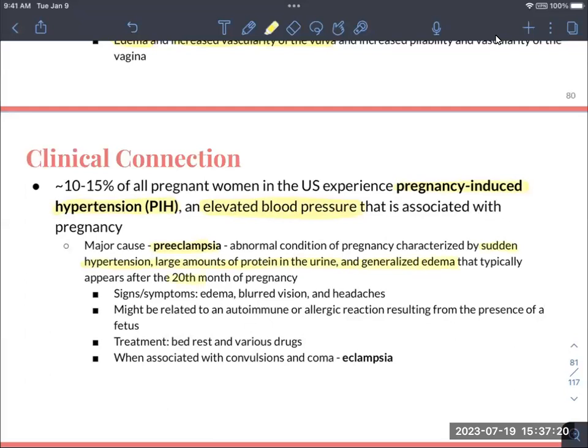It's usually after the 20th week, not month, of pregnancy. So they have edema, blurred vision, headaches. It can be related to autoimmune or allergic reactions, bad rest, and there's some drugs. And it's associated with eclampsia, convulsions, and coma.